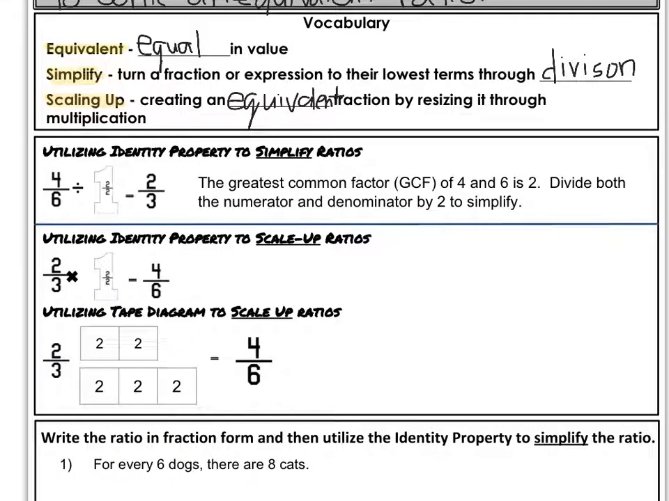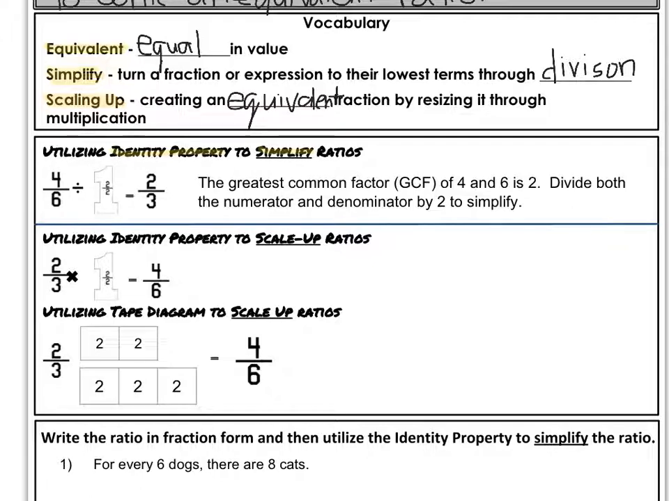We're going to go ahead and practice simplifying ratios. We're going to simplify ratios through the identity property. Now, when we use the identity property, remember that means we are essentially dividing that fraction by 1, because the greatest common factor of the numerator and denominator, when they're the same, equals 1.